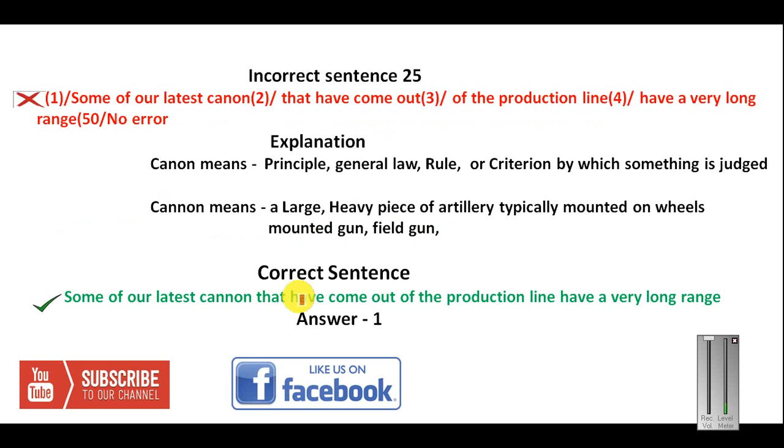Now the last question. Some of our latest cannon that have come out of the production line have a very long range. This "cannon" indicates something else. This "canon" indicates the rule of a principle, a general law, a rule, or you can say a council of principles. But here you want to say a large gun, a gun mounted on wheels. So for this you have to use "cannon." So this is also very important.